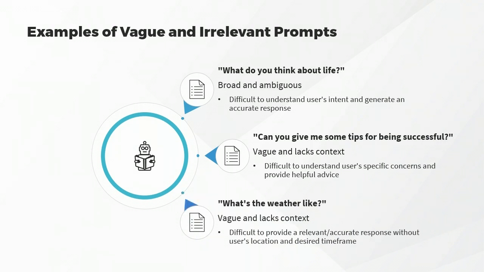What's the weather like? This prompt is too vague and lacks context. Without additional information about the user's location and timeframe for the question, it is difficult for ChatGPT to provide a relevant and accurate response. As you can see, poorly designed prompts that are vague, irrelevant, or lack context can create challenges for ChatGPT to generate accurate and helpful responses.